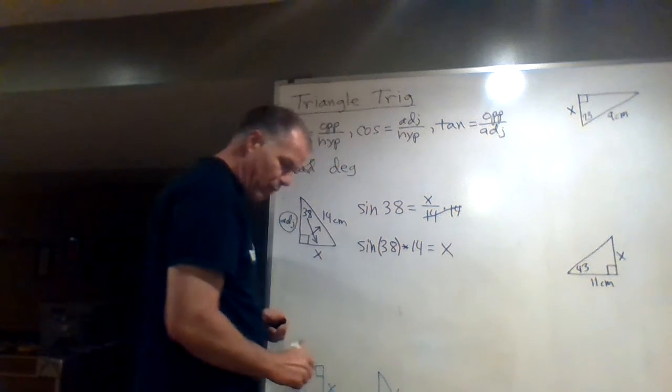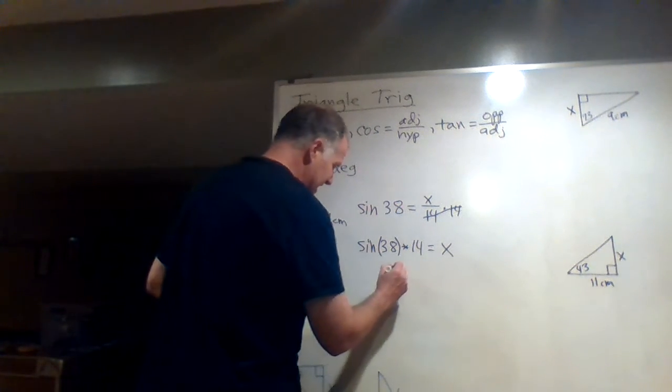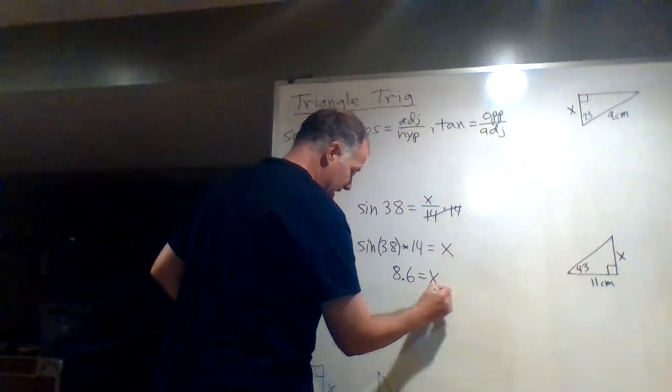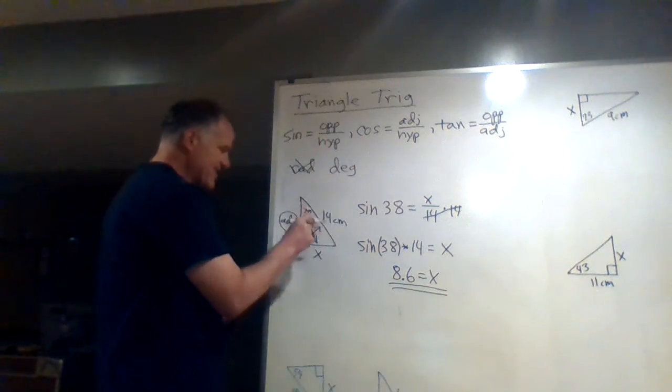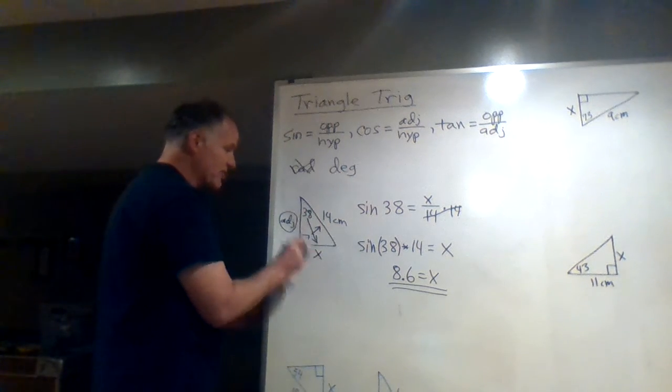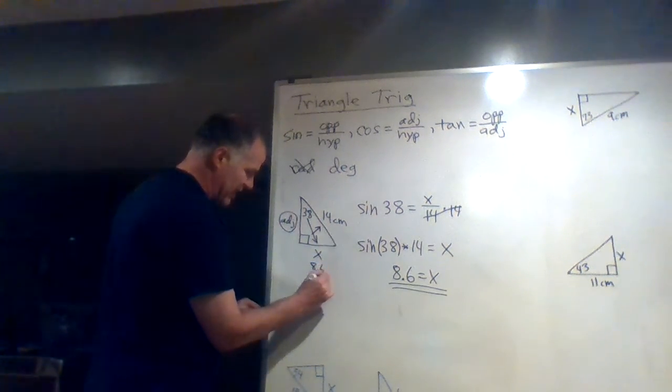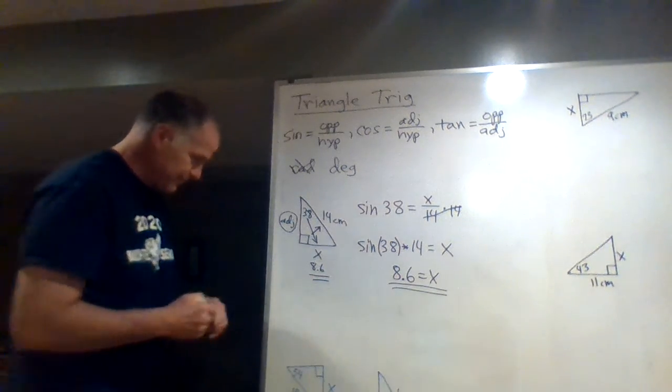And so this 8.61, which we'll just state as 8.6. Boom. There's your answer, 8.6. So if this was 14 centimeters, guys, and that was 38 degrees, this side would be 8.6. That's what we just found, 8.6.